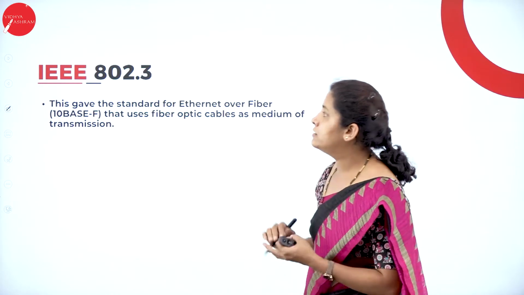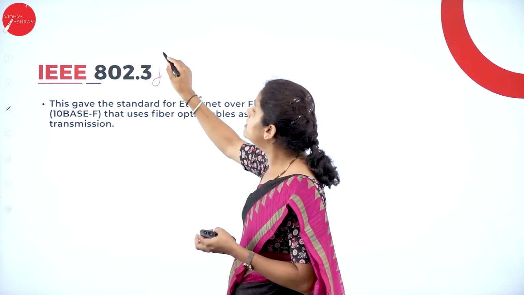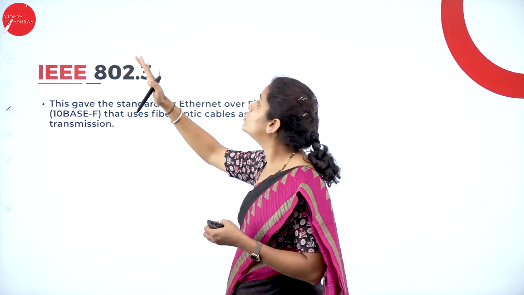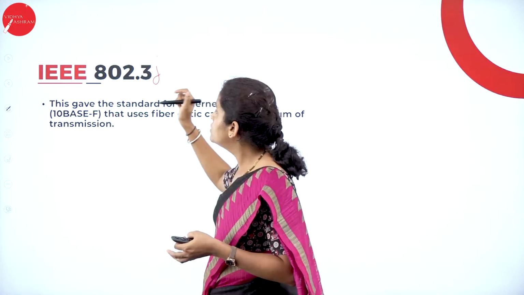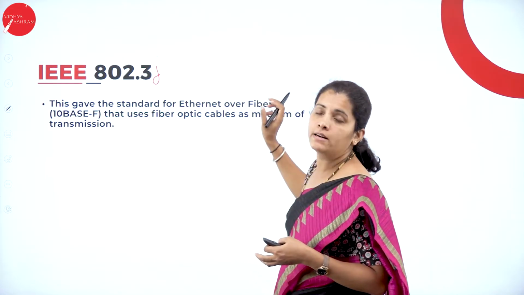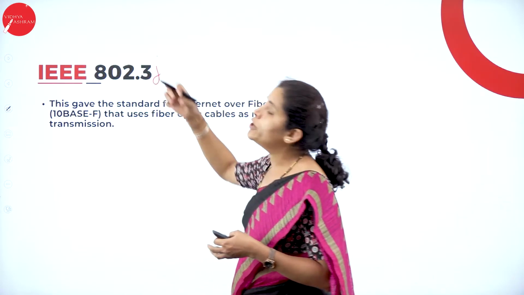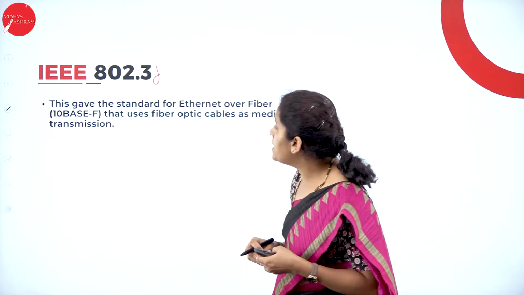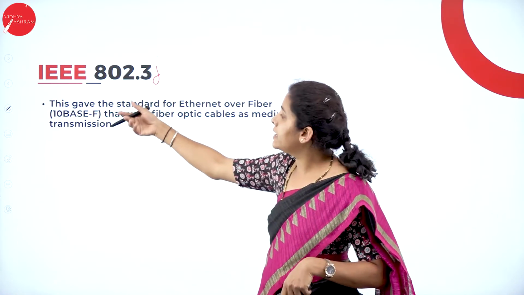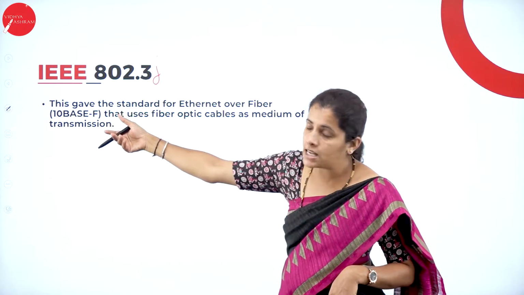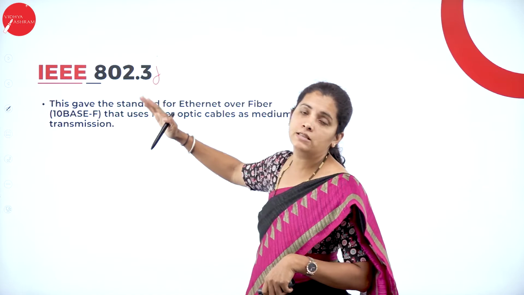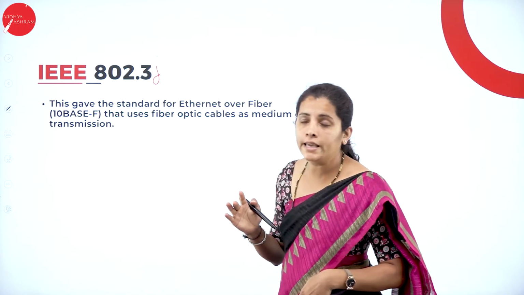Moving further, we are going to get another variation, that is IEEE 802.3J. This gave the standard Ethernet over fiber optics. That means it is going to use fiber optical cable and it is represented by 10 base F, where 10 is the data transfer rate, base is baseband transmission and F is fiber optical cables.